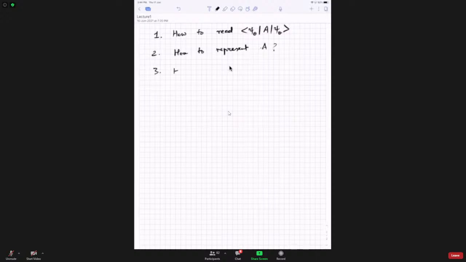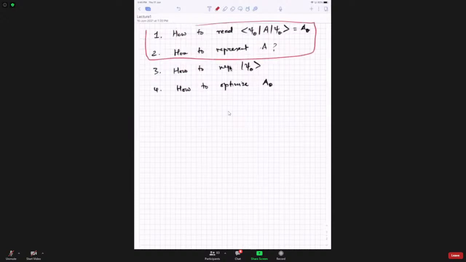3 is basically how to represent psi theta, and 4 is how to optimize this theta quantity, right? And so what I want to end our discussion for today is I just want to answer these 2 questions and just make a couple of comments on them, because this is a good introductory bit to chew on.